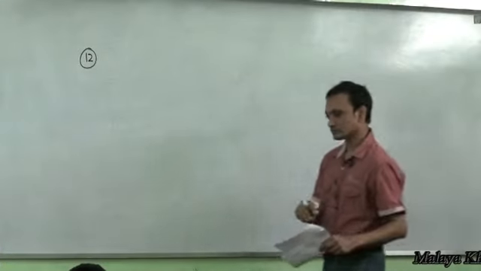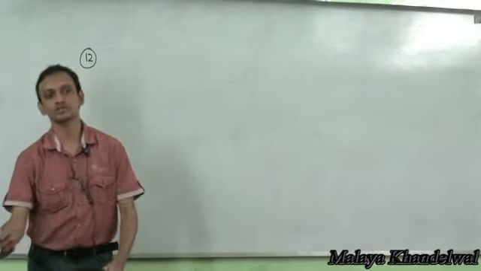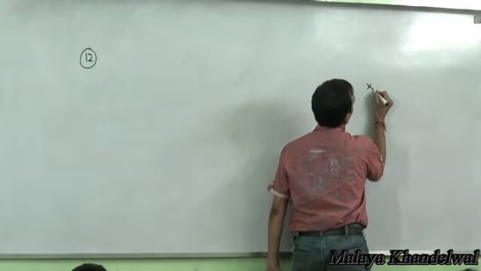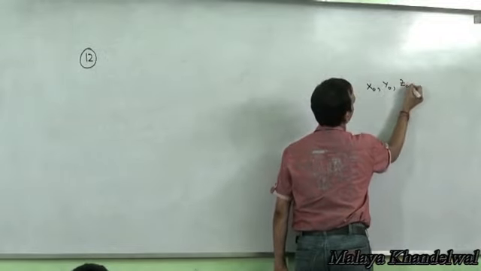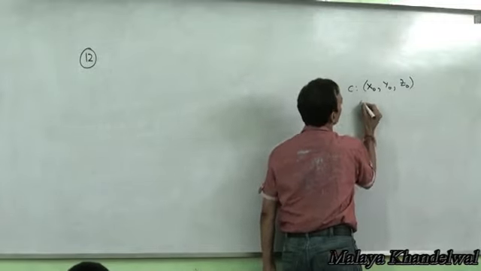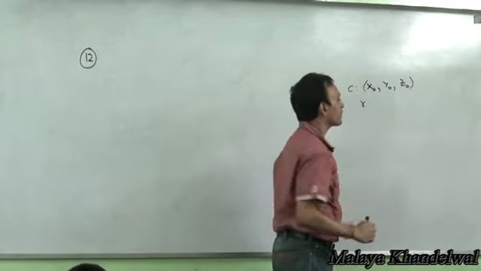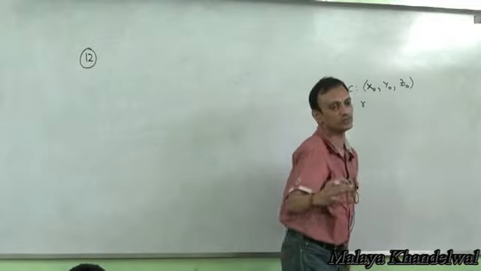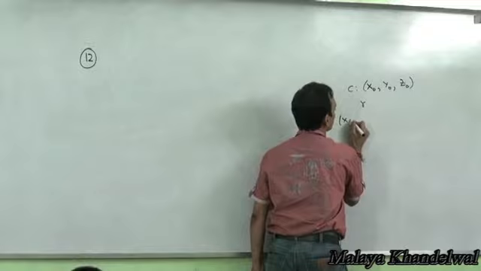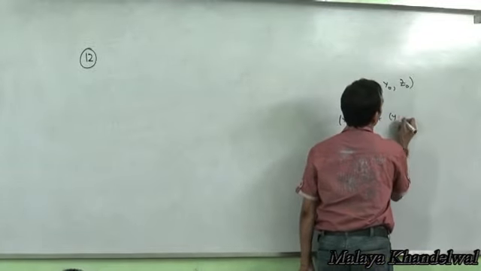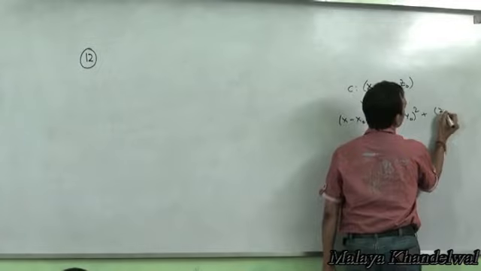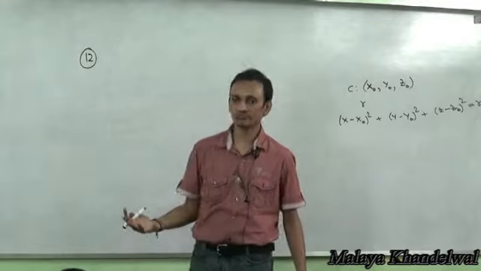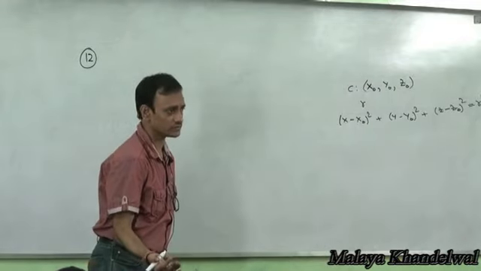Again, it's no rocket science to figure out what's happening in a sphere. Because, say, if x naught, y naught, z naught is the center of the sphere and r is the radius of the sphere, then if x, y, z be any point on the sphere, the distance of that point from the center must be equal to r. So that's like (x minus x naught) whole squared plus (y minus y naught) whole squared plus (z minus z naught) whole squared equal to r squared. That's the equation of the sphere.